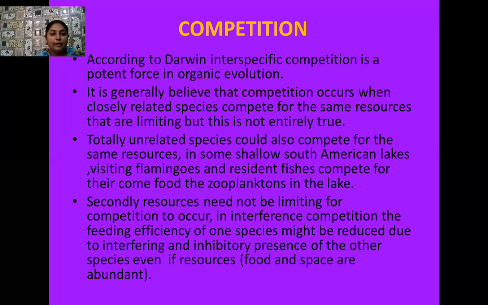Here I want to give you one example of shallow South American lakes, where the visiting birds known as flamingos compete with the resident fish for the common food which both of these eat, and that is zooplankton present in the lake. So there is a competition between two different species. One is birds, that is flamingos, and the other is pisces, that is resident fishes. So it is not an intraspecific competition. It is a competition between two different species.